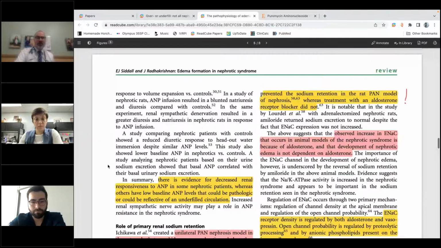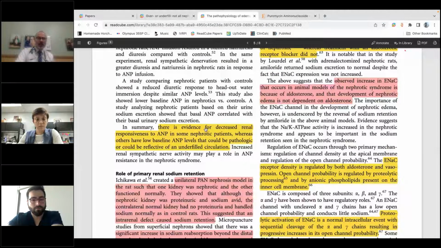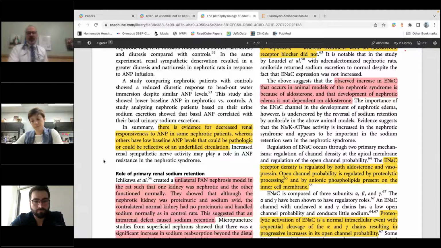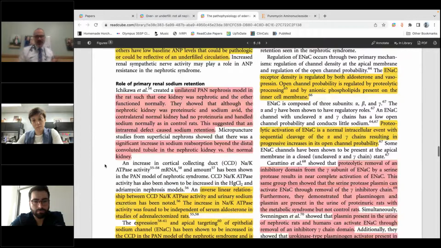So there's evidence that there are some animal models where there's decreased responsiveness to ANP, but there are others that showed conflicting results. So it doesn't seem like that is a major influence on the formation of edema. Now we get to the big game changer, and that's primary renal sodium retention.